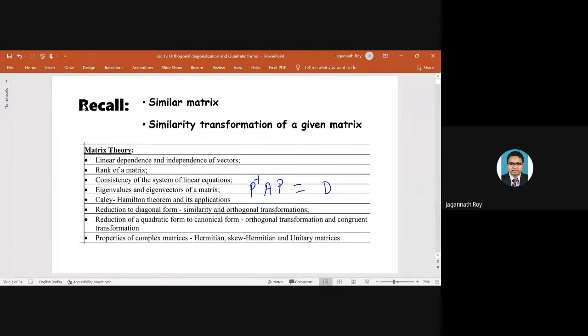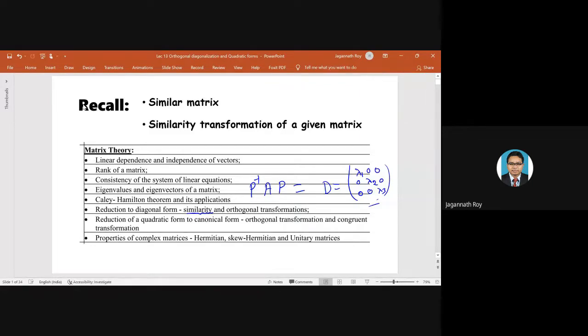If we can do either similarity transformation or if we use the modal matrix, where T will have the eigenvectors of the given matrix A, and the diagonal elements of this D matrix will be the eigenvalues of the given matrix. Okay.